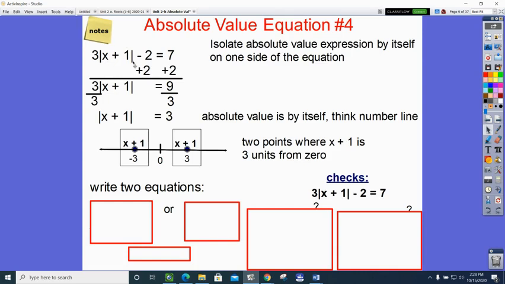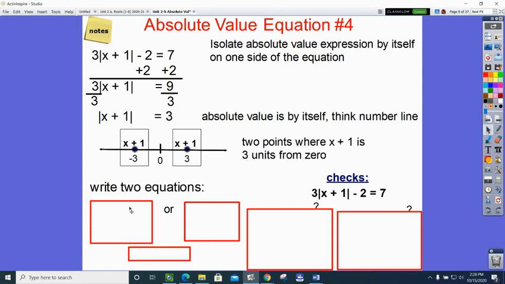So I'm just kind of letting this unit travel down with me, okay? So I'm going to add 2 to both sides. So I have 3 times this now equals 9. And now that 3 is on the outside, so I can divide both sides by 3. And now I have isolated my absolute value. Now it is by itself, no operations of math being done on the outside. So again, remember on the number line that you're talking about this being 3 distance in the positive and this being 3 distance in the negative.